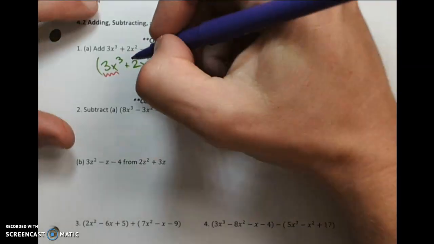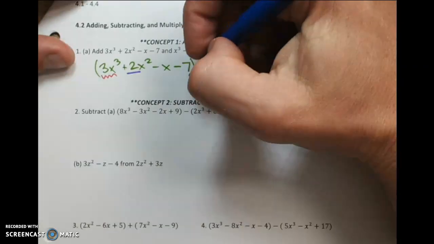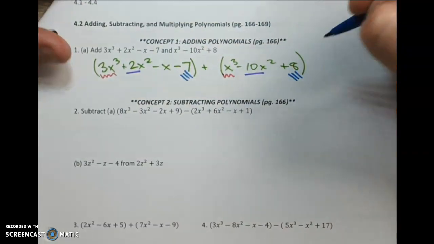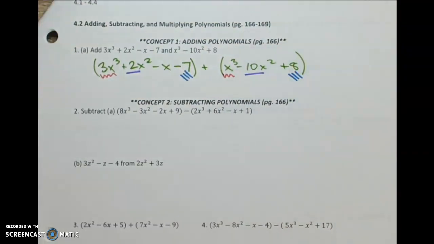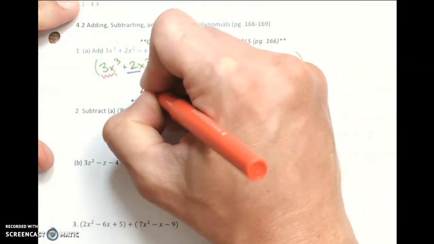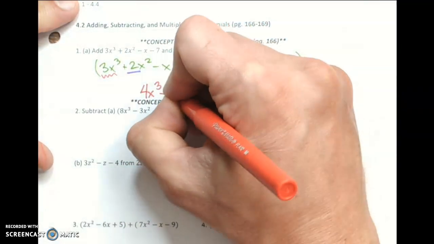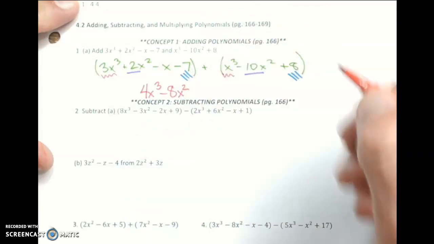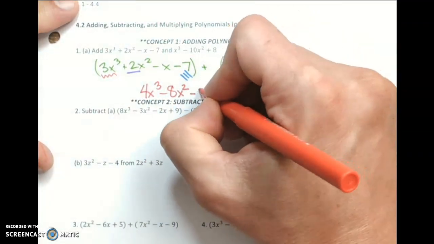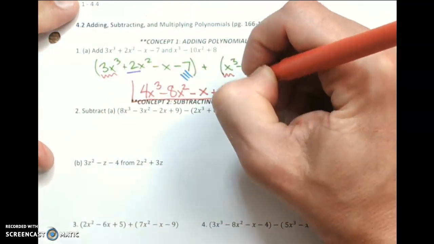2x squared and negative 10x squared. And I have here negative 7 and 8. Those are my like terms. Negative x is by itself, so I just combine these, and my answer is this. 3x cubed plus x cubed is 4x cubed. 2x squared and negative 10x squared is negative 8x squared. Next I have negative x, and negative 7 and 8 is 1, and there is my answer.